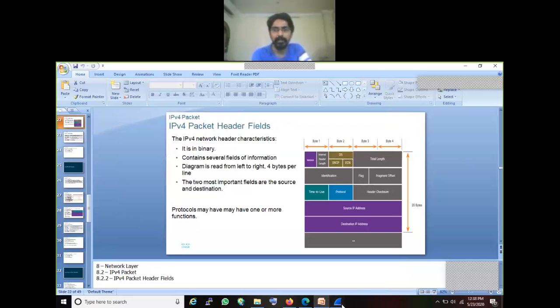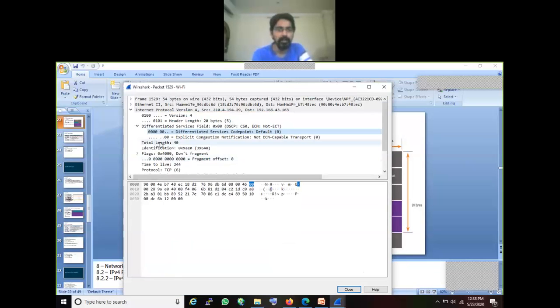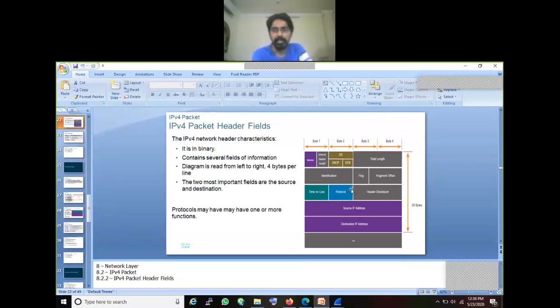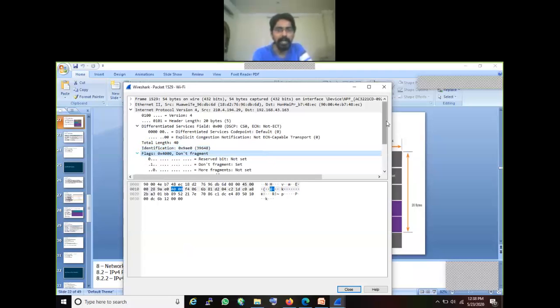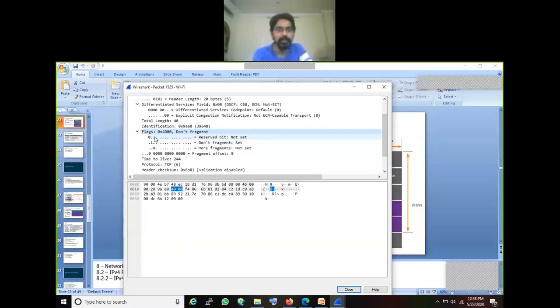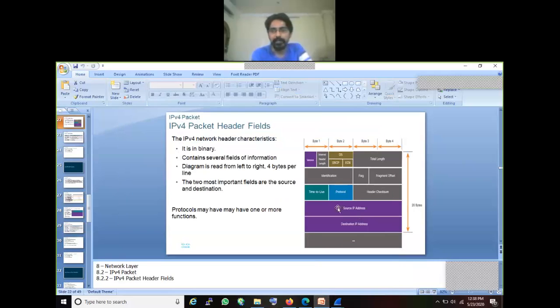Total length. In this one, what is the total length? 40, right? Next, what is the next field? Identification. Next, flags and fragment offset, right? Identification, flags. Open the flags. We have flags there. After the flags field, what is the next field? Fragment offset, right? Next, time to live, protocol and header checksum.